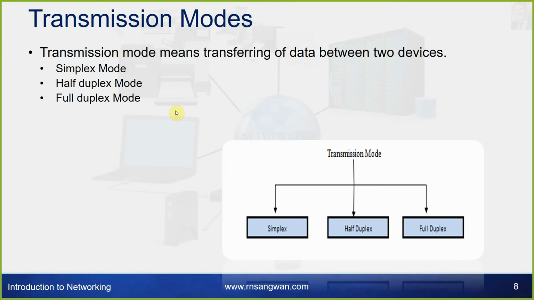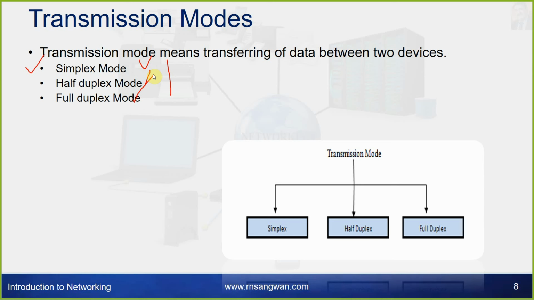Transmission mode. Transmission mode means the transferring of data between two devices. Three possible modes are there: simplex, half duplex, and full duplex. Very simple example I can quote from real life to understand. Simplex meaning is one-sided, like your radio or TV.